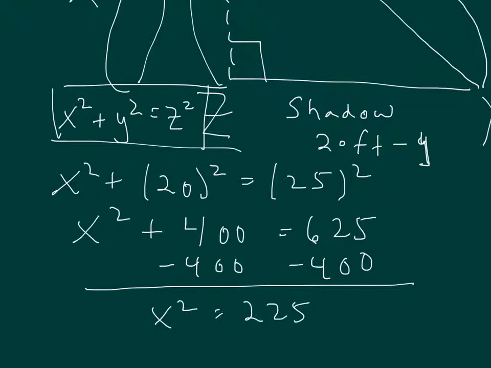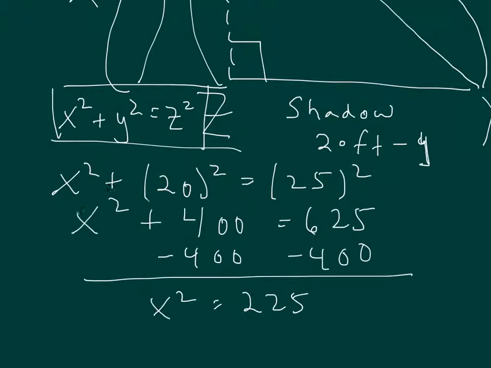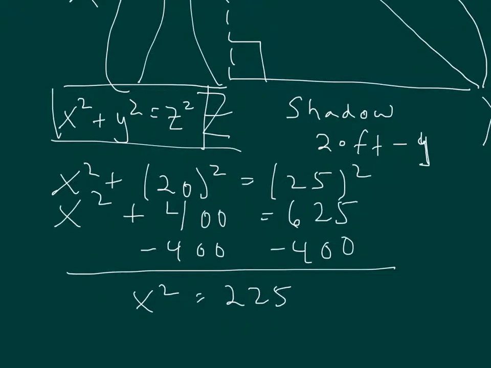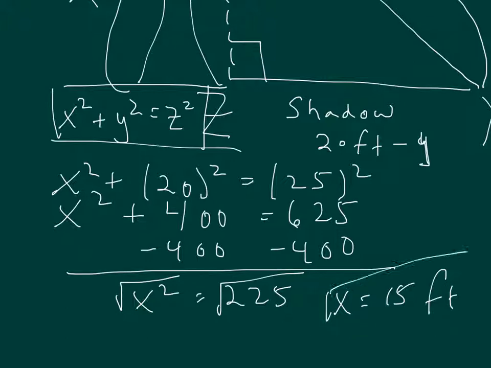To solve for x here, we're going to want to take the square root of both sides. So we take the square root of both sides, we get x is equal to 15. So the height of the tree would be 15 feet.